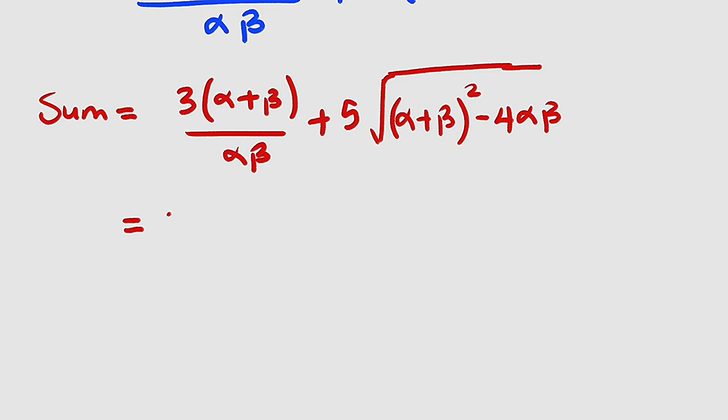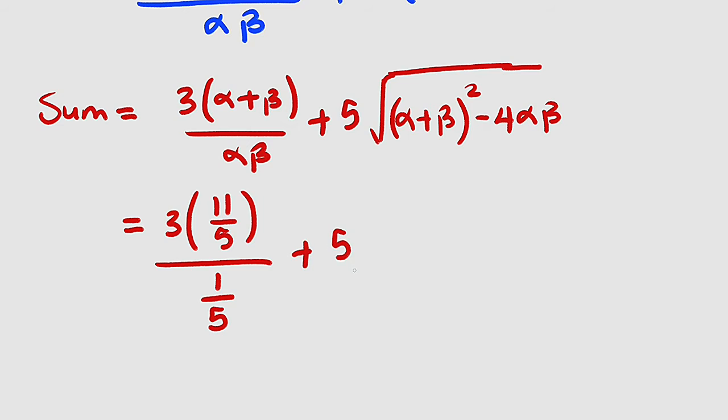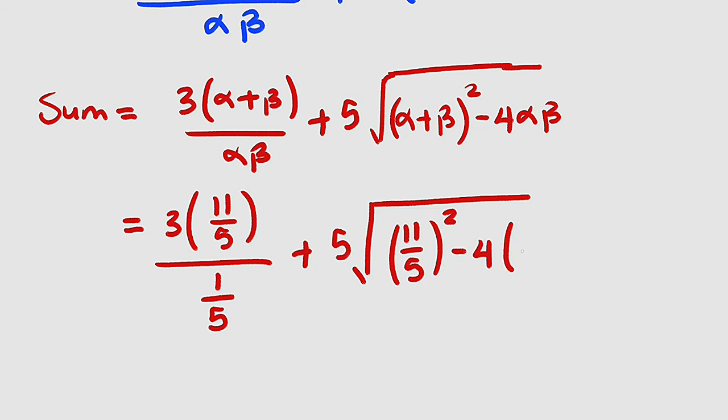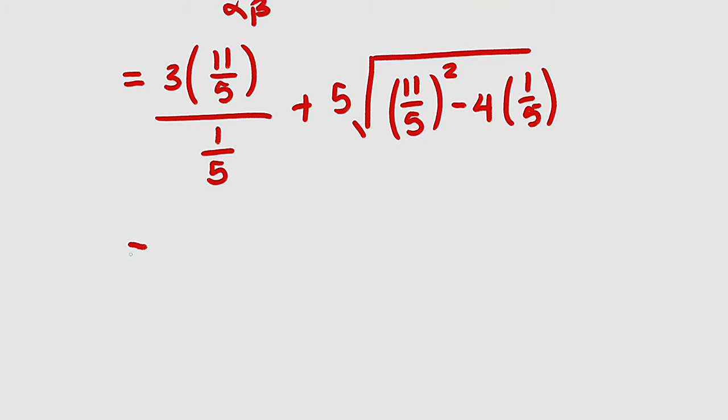So let us bring them back here. This is equal to 3 multiplied by 11 divided by 5, then we divide this by 1 divided by 5. Then plus 5 multiplied by the square root of 11 divided by 5 all squared minus 4 multiplied by 1 divided by 5. We simplify and obtain our sum. All right, so 3 times 11 here is going to give us 33.